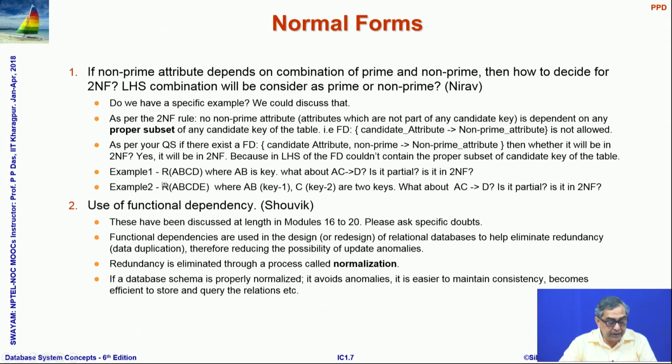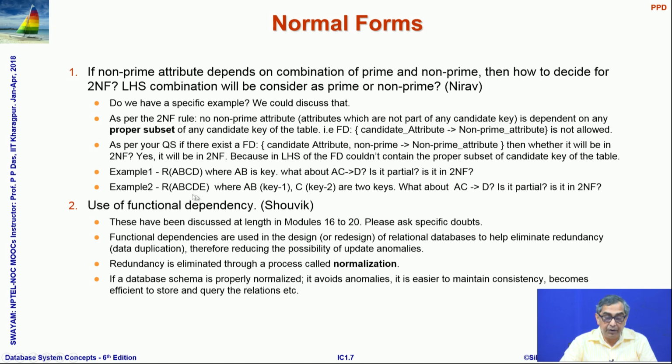I think Nirav had sent these examples also, where I have a schema which has attributes A, B, C, D, and where A, B is the key, and then the question asked was whether A, C determines D violates 2NF. If A, B is the only key, then A, C naturally is not a proper subset of a candidate key, though D is non-prime, because D does not occur in the key. So, this precondition is not satisfied. This means that this is not a partial dependency and the relation is in 2NF.